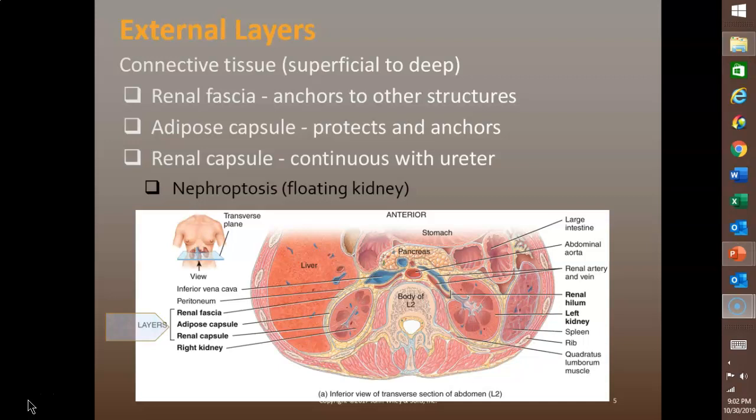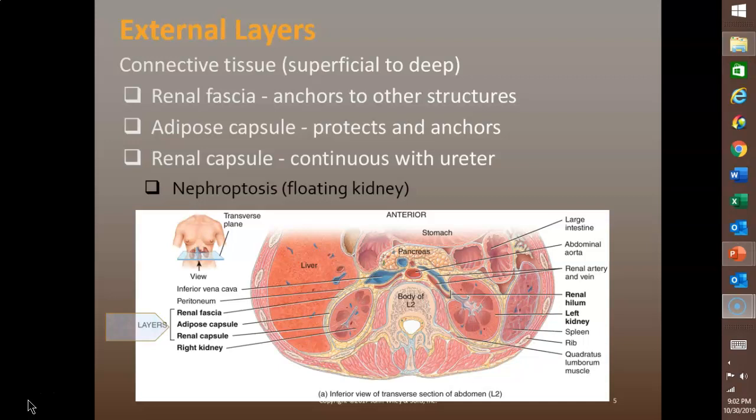And the most superficial layer is called the renal fascia. It's a thin layer of connective tissue that anchors the kidney to all of the surrounding structures in the abdominal wall. Now, even though we have all these layers of connective tissue and adipose tissue holding the kidneys in place, sometimes they do get displaced or sort of drop a bit.